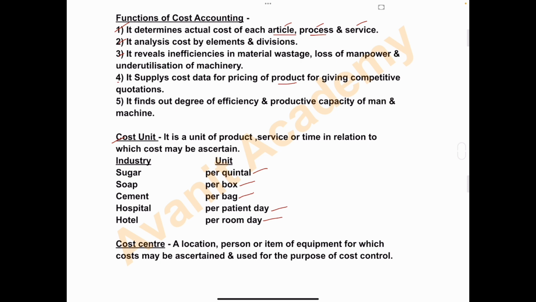So this is about the cost unit. Next is cost center. A location, person or item of equipment for which cost may be ascertained and used for the purpose of cost control.